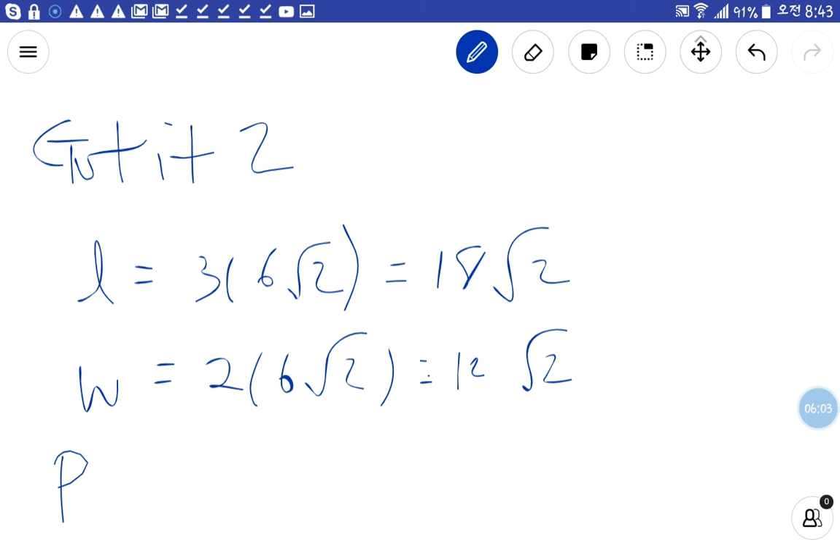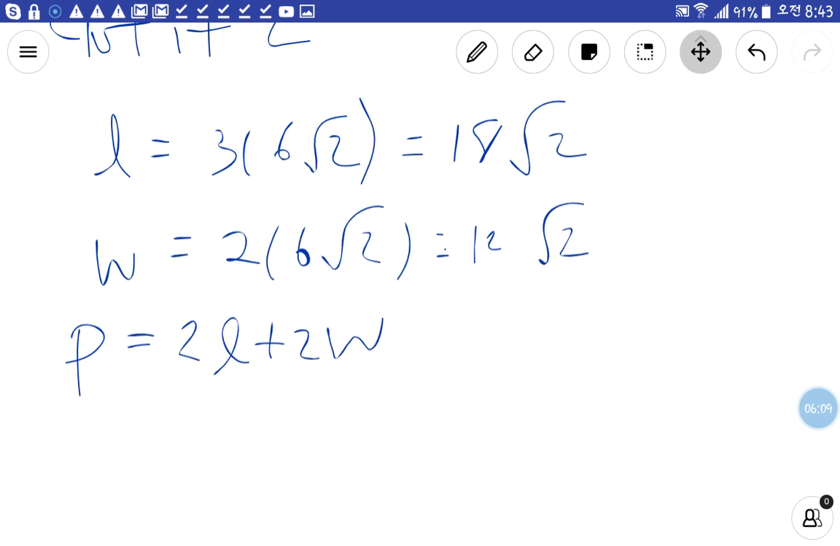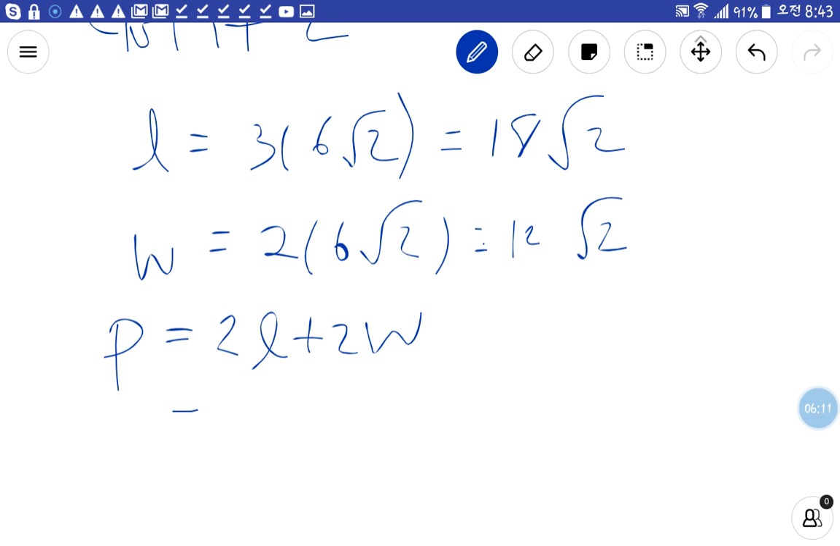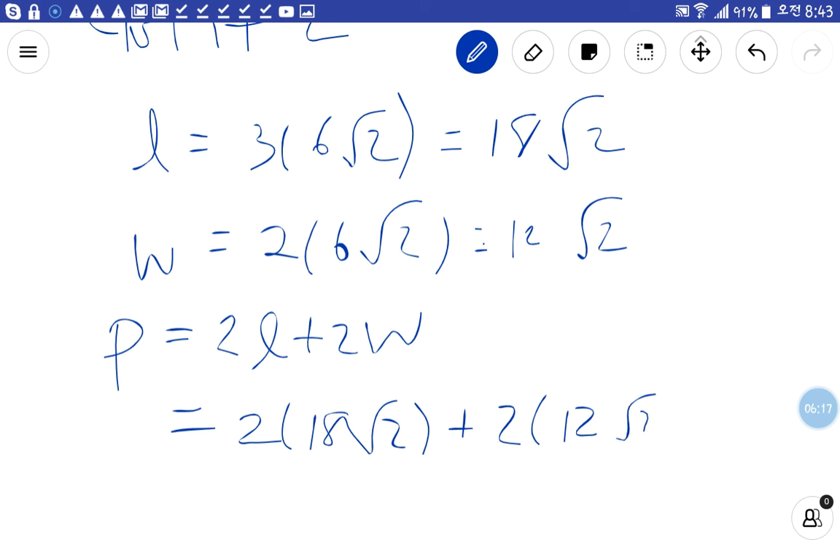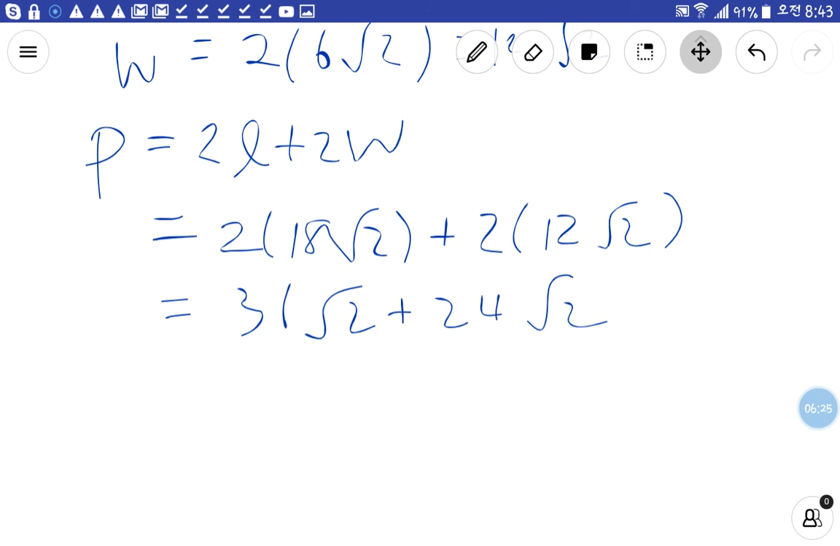Your perimeter is 2 times L plus 2 times W, which is 2 times 18 radical 2 plus 2 times 12 radical 2, which is 36 radical 2 plus 24 radical 2. 36 plus 24, that would be 60 radical 2.